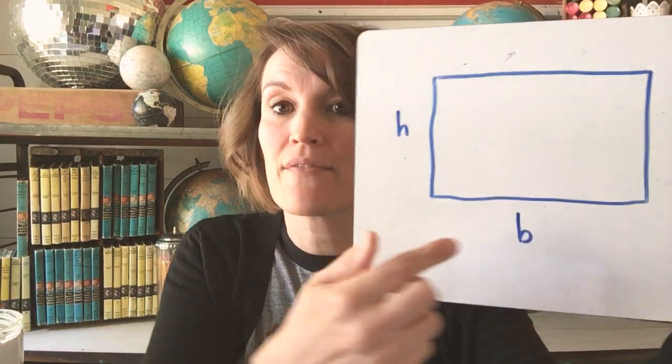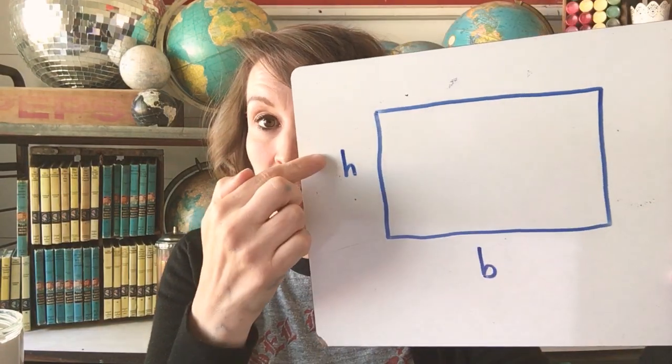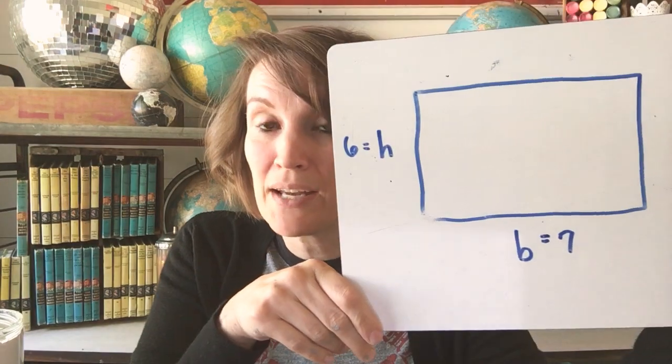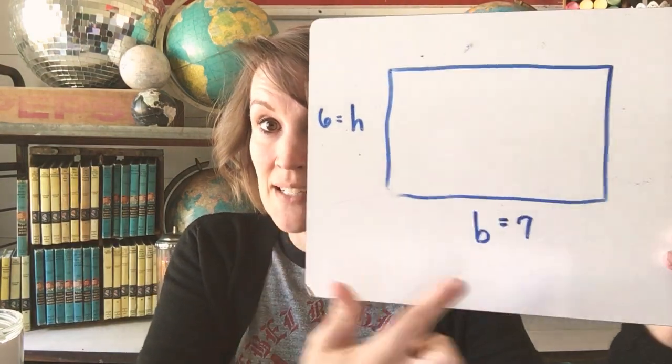So we're going to say base times height for this rectangle. Your base times your height would give you the area of this rectangle. Let's say that your base is 7 and your height is 6. What would the area of the rectangle be? 6 times 7, which is 42. That would be the area of the whole thing.